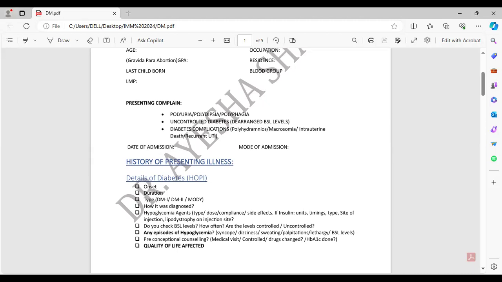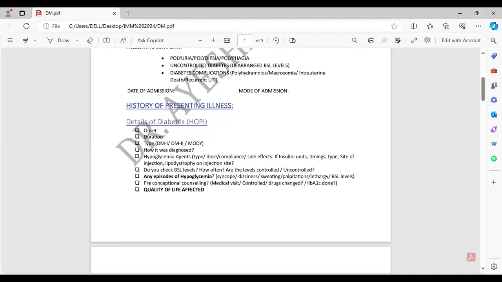In the history of presenting illness, ask about the details of the diabetes, which include onset, duration, type of diabetes, either type 1, type 2, or maturity onset diabetes of the young, and how it was diagnosed. Inquire about the hypoglycemic agents, the type of medication the patient is taking, its dose, compliance, and a very important thing to ask, the side effects. If the patient is taking insulin, inquire about the units, timing, and type of insulin, whether regular or NPH, the site of injection, and lipodystrophy at the injection site.